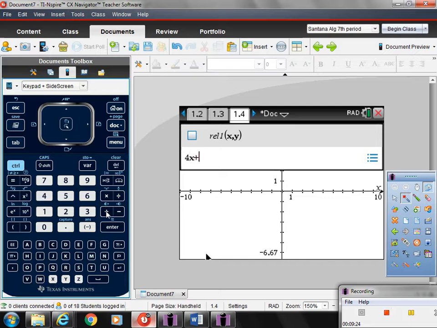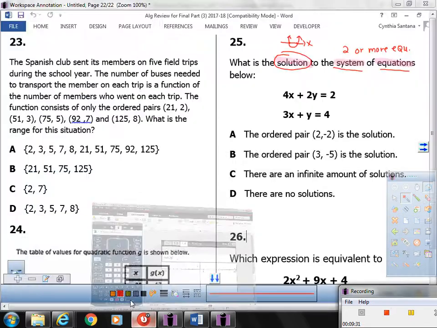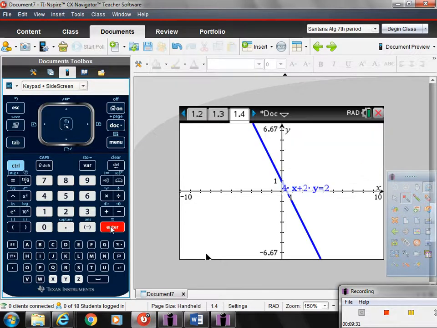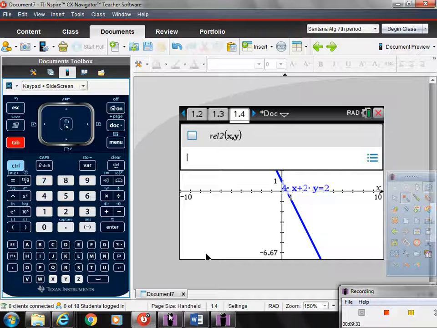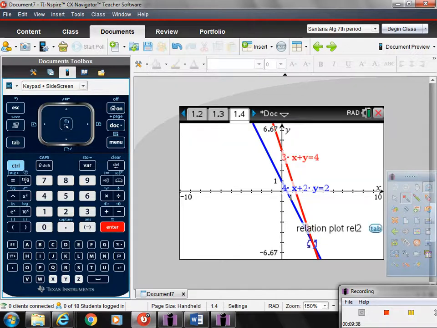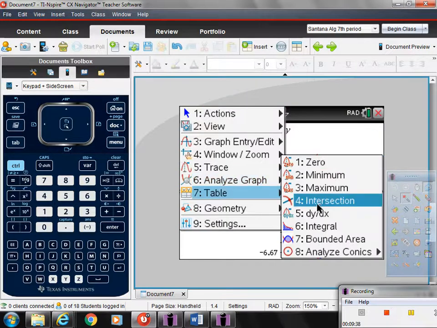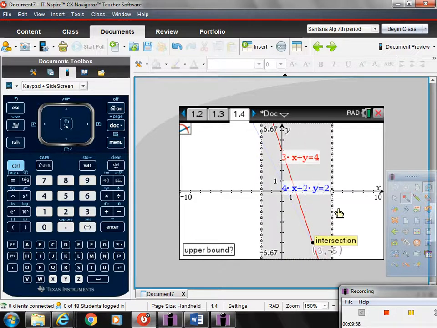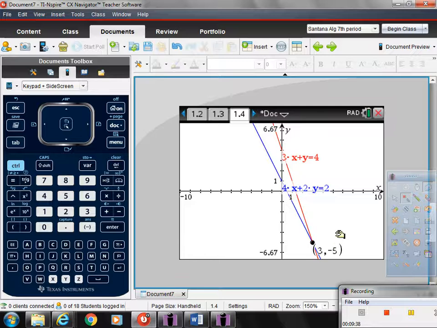So 4x plus 2y equals 2. There's one line. And then you want to type in the other line, 3x plus y equals 4. And right here is your answer, where they meet. So I'm going to do a menu 6, 4, because that will give me the intersection, and that's what I need. That's the solution. These 2 lines cross, and I need to know where they cross. So at 3 and negative 5.